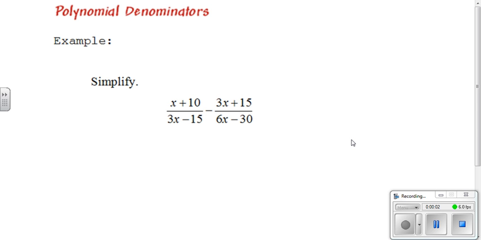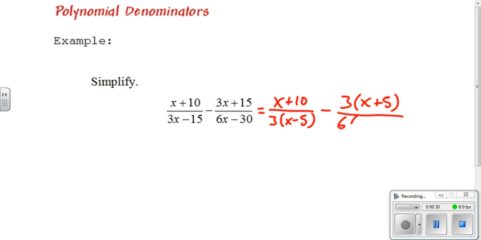Continuing on in our 9.2 lesson, we're going to be looking at polynomial denominators of adding and subtracting our rational expressions. So the first thing to do with these rational expressions is always factor them out. So we have x plus 10 over, we can take the 3 out, x minus 5 right here, minus this fraction. We can take the 3 out of the numerator as well, x plus 5. We take the 6 out of this piece and we're left with x minus 5.